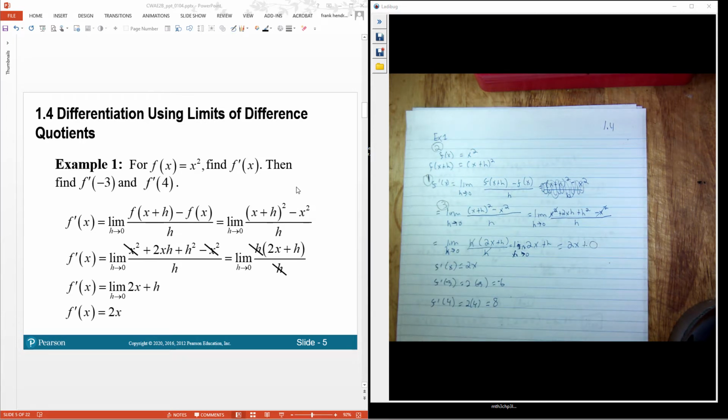Now they want to know the derivative at particular points. So f prime of -3: I plug in -3 here and get -6. F prime of 4: I end up with 2 times 4, which is 8.